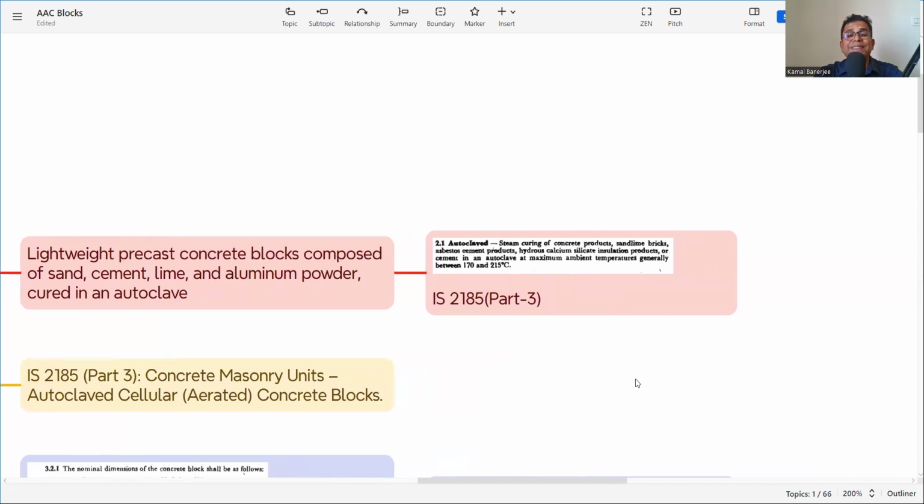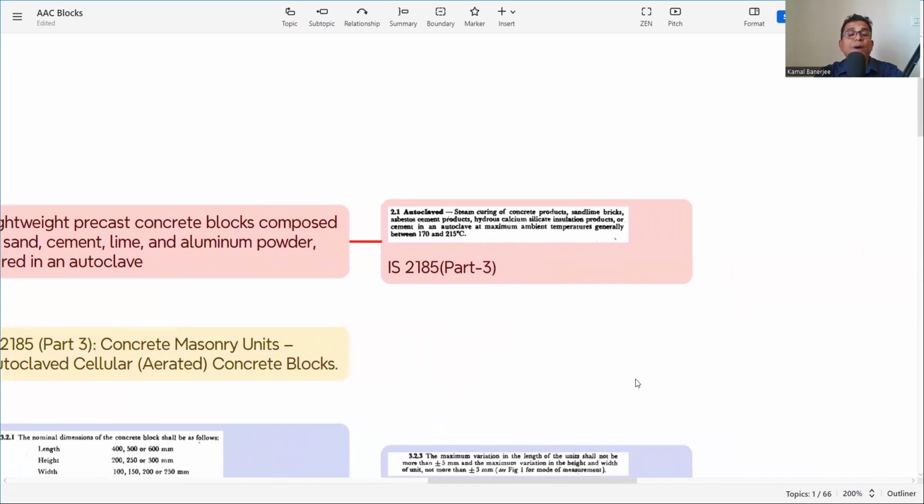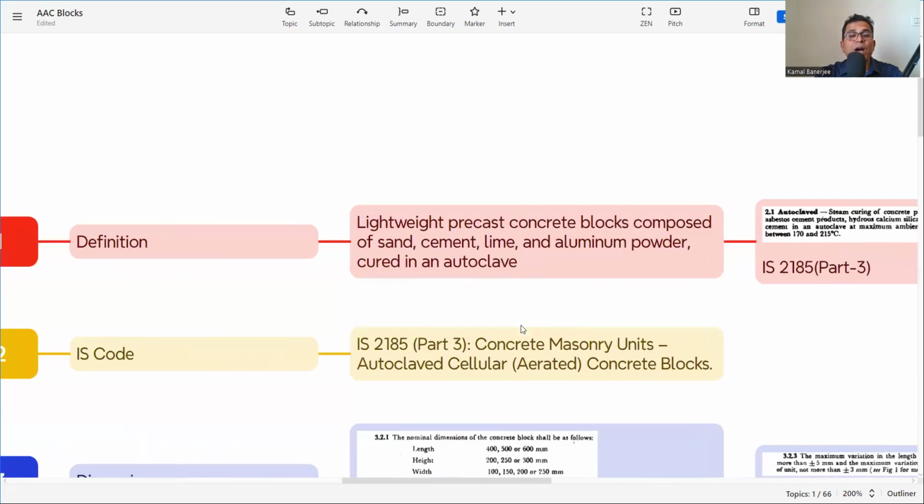And what is an autoclave? That is mentioned in IS 2185 part 3, which is our code for the AAC blocks. It is steam curing of concrete products, sand lime bricks, asbestos cement products, hydrous calcium silicate insulation production, or cement in any autoclave at maximum ambient temperatures, generally between 170 to 215 degrees centigrade. So these are the autoclaves. The definition is mentioned in IS 2185. If you want to know about the procedure of an autoclave, in the same IS code there is a detailed procedure. Please check and you will get the detailed information about the autoclave. So this becomes our definition.